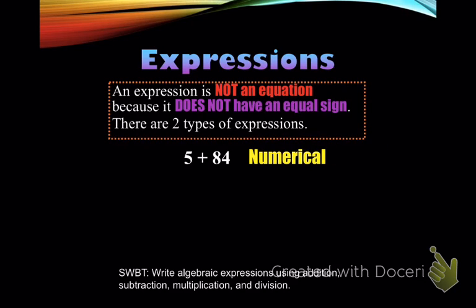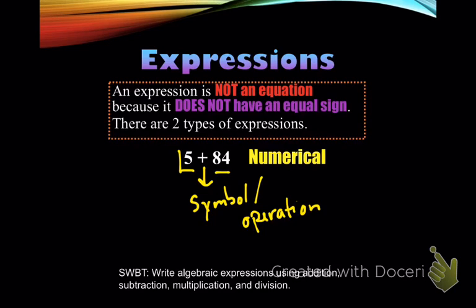So here we go. This is an expression, 5 plus 84. Notice there is no equal sign. This is also what we call a numerical expression. That is because this numerical expression is made up of two numbers and a symbol. This symbol is also known as an operation. So anytime it says a symbol, we're basically talking about an operation. In this particular case, it's adding. So we have 5 plus 84. Notice those are both numbers, and it's separated by a symbol or an operation. That's a numerical expression. We'll talk more about those in just a second to put down in your notes.